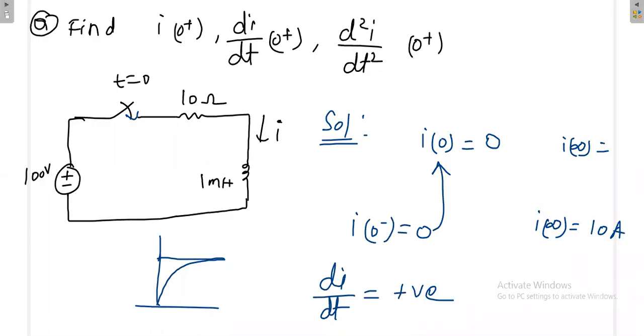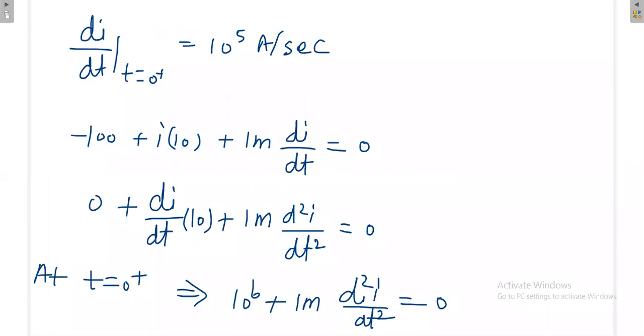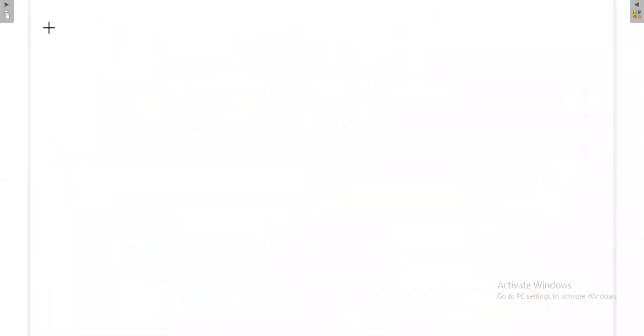Okay. So we'll write the current waveform. From that current waveform, we'll try to find out these things. First we'll write the current waveform. To write the current, we'll go by another method. What is the current across the inductor?